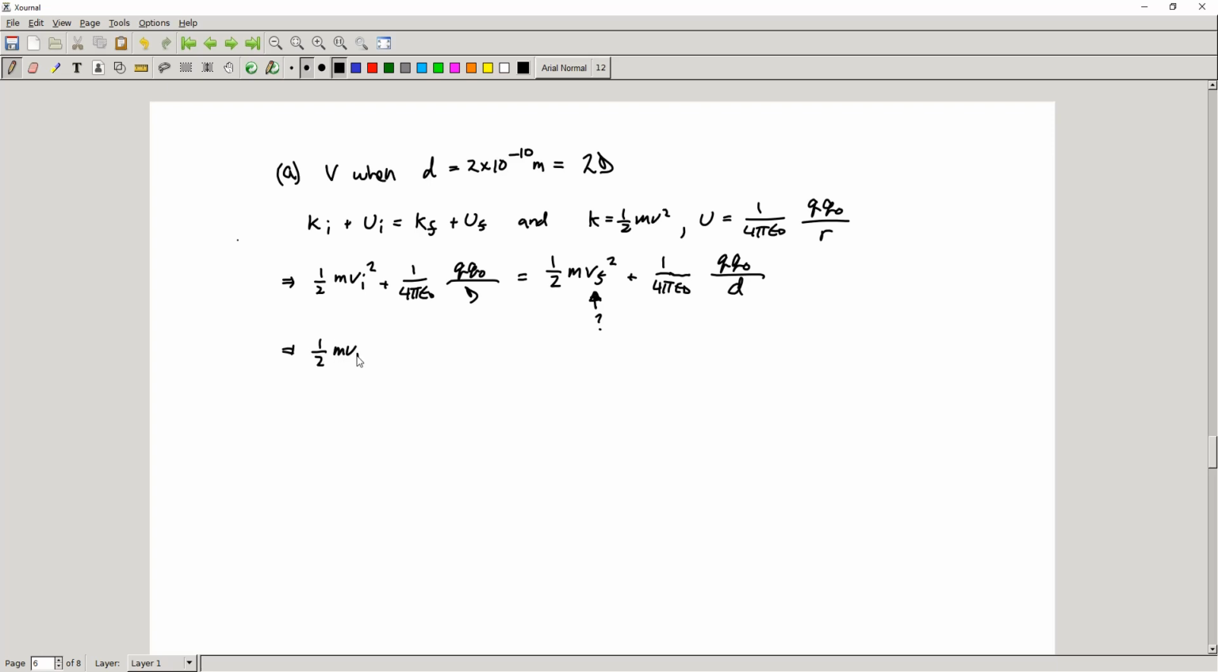So 1/2 m v initial squared, and I'm going to move this final potential energy over to the left here. So we're going to end up with 1 over 4 pi epsilon naught q naught over D. This was our initial potential energy, and now we have our final potential energy, q naught over small d, and this is equal to 1/2 m v final squared, right?